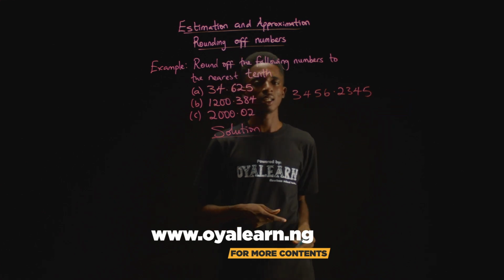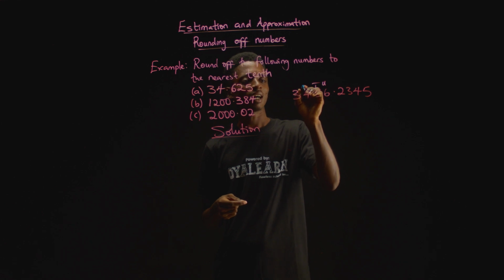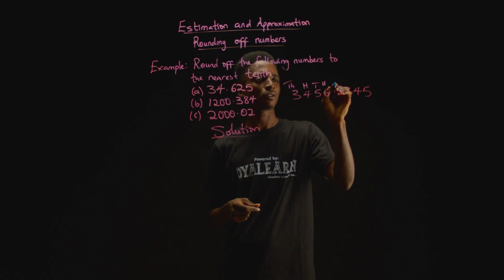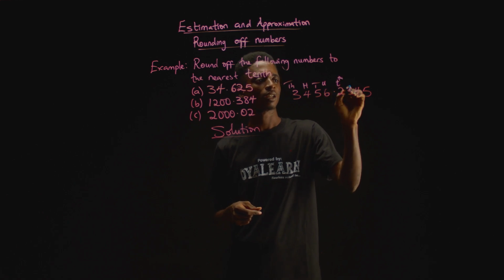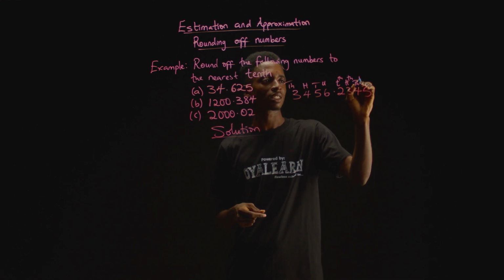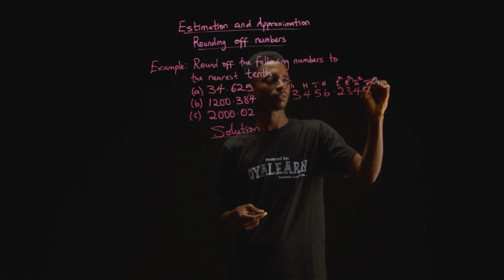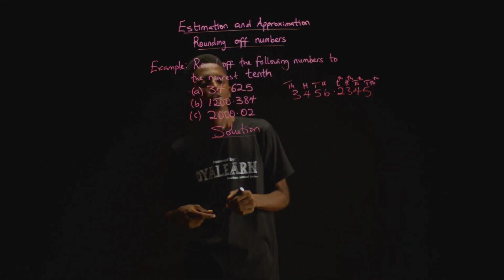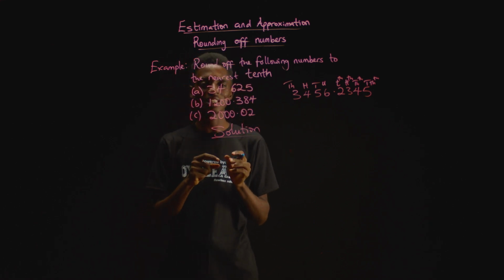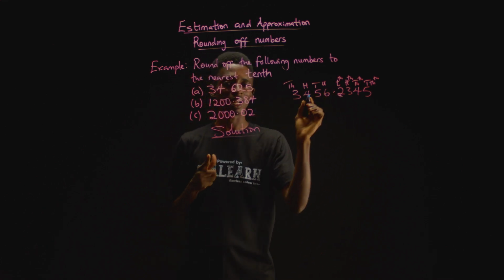3456.2345 and so on. We know that this is our unit, our 10, our 100, and the 1000. But beyond the decimal point, we have what we call the tenth. Then we have the 100th. Then we have the 1000th. Then we have the 10,000th, and so on. So in this case, to round off to the nearest tenth, we have to identify the digit that is in that rounding place, which is the tenth. And that's the digit after the decimal point.